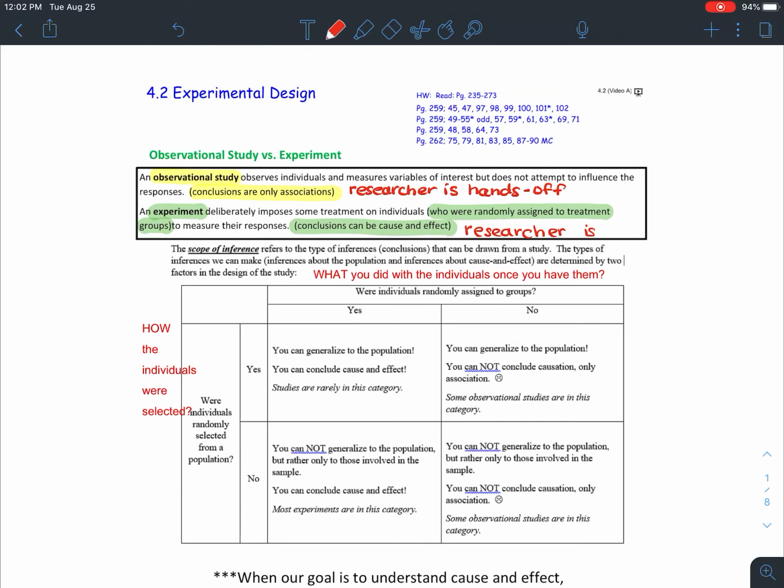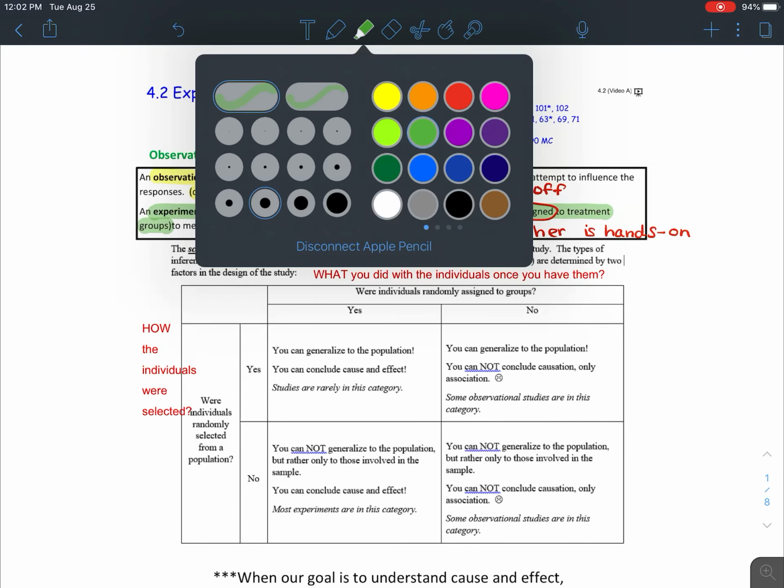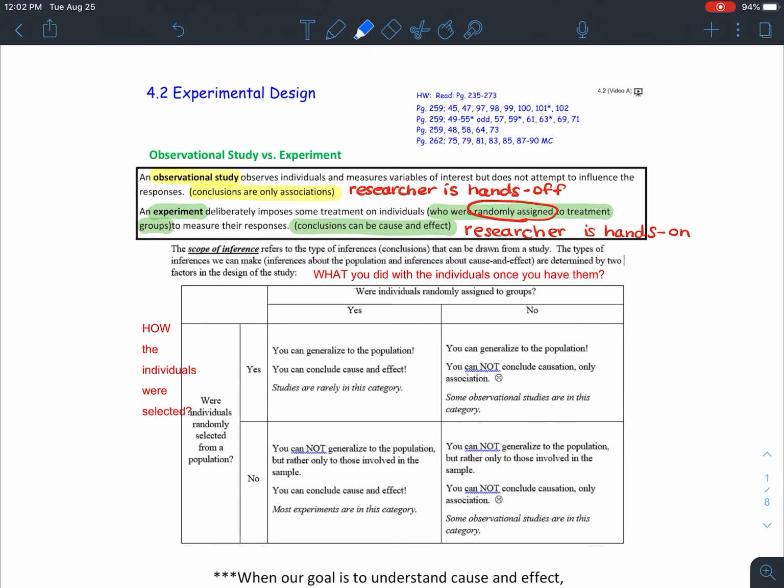Okay? In an experiment, we would definitely say that the researcher is hands-on, because they are going to take the group of people participating in the experiment and separate them into different treatment groups, and then this is very important. The key here is that they are randomly assigning the treatments to the groups, okay? The researcher does not decide that himself. He would use some random process to assign which treatment each group gets, okay?